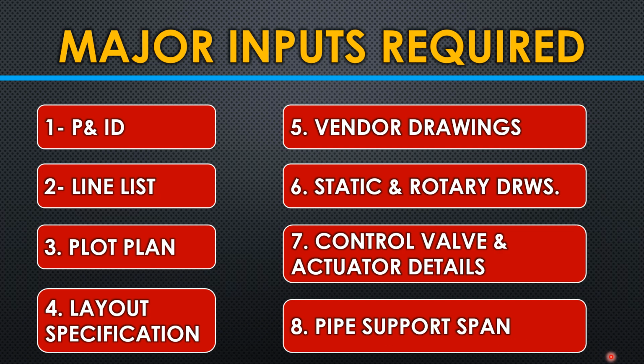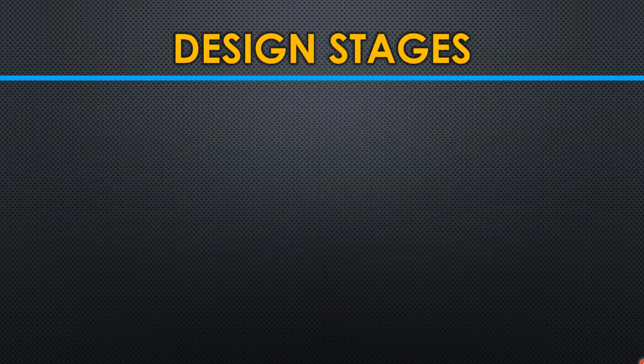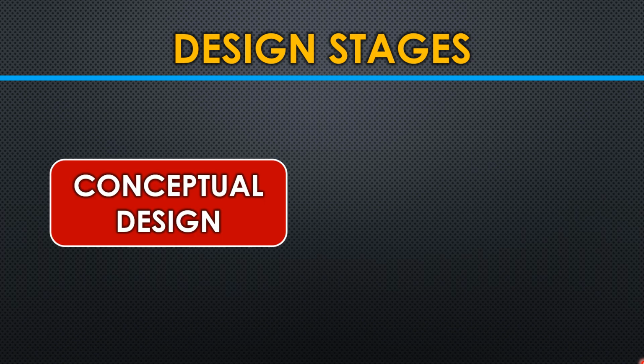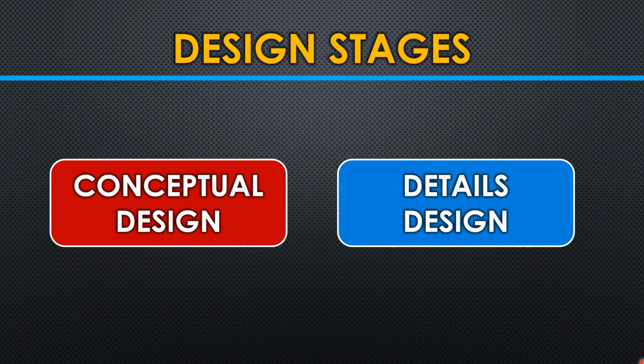And pipe support span. Pipe support span is also required, because you need to ensure that the lines are properly supported. So that is one of the reasons why the pipe support span is required. Now let's go to the design stages. Generally, piping layouts are developed in two stages. One is conceptual and another one is detailed design. Let's see what conceptual and detailed design are.